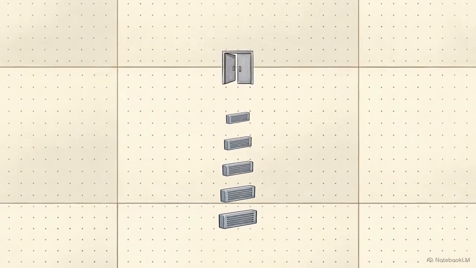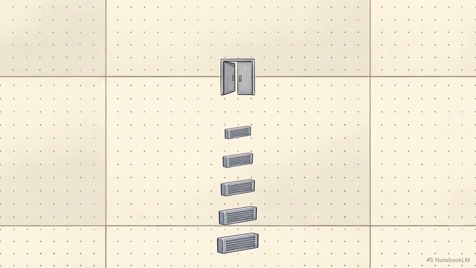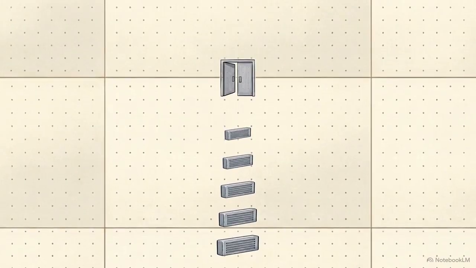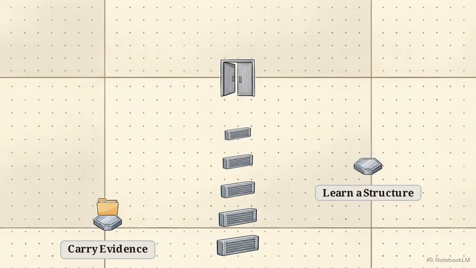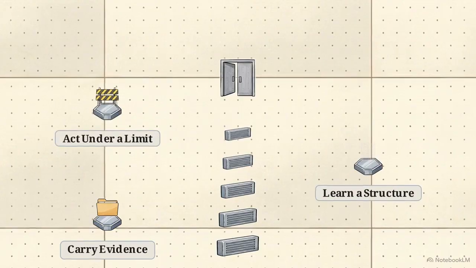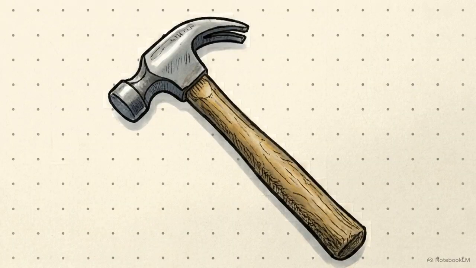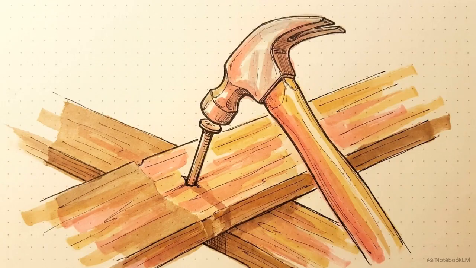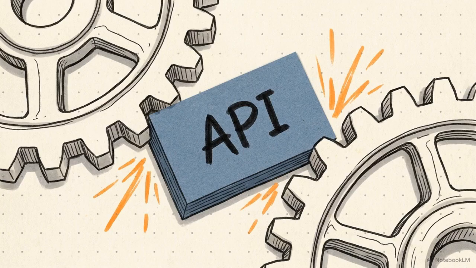Instead of studying the word, look at the repeated problem the word was created to solve. Every concept in a digital system exists because a builder needed a way to carry evidence, learn a structure, or act under a specific limit. Think about a hammer. It exists because someone needed to strike something with force and control. When you see the nail, the hammer makes sense. Technical terms work the same way. Once you see the operational friction, the word becomes a functional tool.